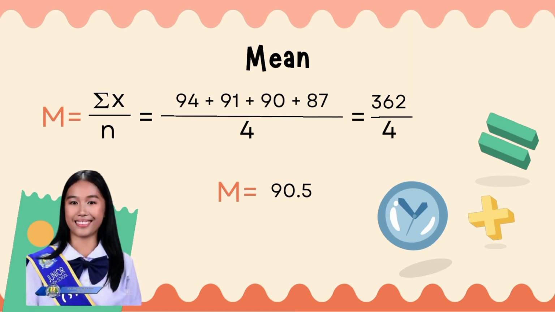To get the mean, we will use the formula mean mu equals summation of the population over number of the population. We have 94 plus 91 plus 90 plus 87 equals 362. The number of the population is 4, so 362 divided by 4 equals 90.5. Now, we have the mean mu of 90.5.